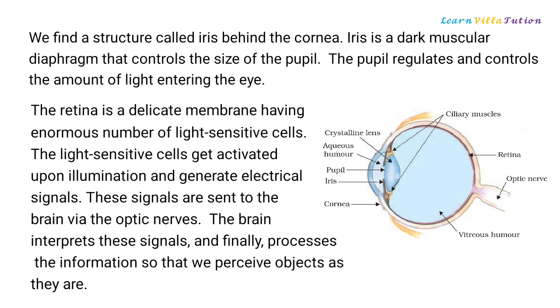The retina is a delicate membrane having an enormous number of light-sensitive cells. The light-sensitive cells get activated upon illumination and generate electrical signals. These signals are sent to the brain via the optic nerves. The brain interprets these signals and finally processes the information so that we perceive objects as they are.